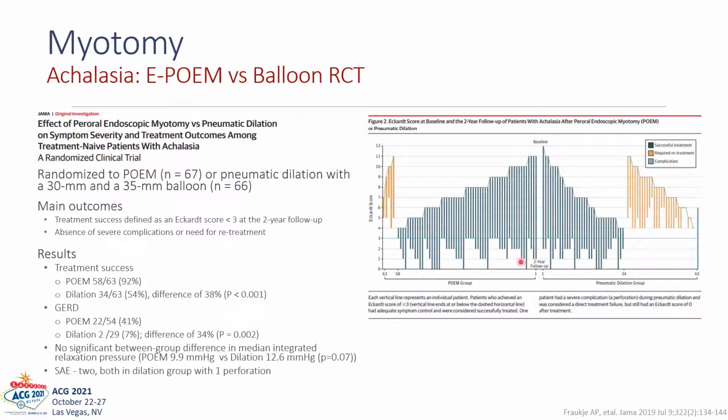You can see in this figure here on the y-axis you have Eckardt score, beginning and end, and each one of these lines represents a patient. This is the POEM group, and this is the pneumatic dilation group. And you can see this darker bluish color represents treatment success, and yellow is treatment failure, and blue is complication. There was a complication here in the pneumatic dilation group. And the other thing to note here is that GERD was more frequent in POEM.